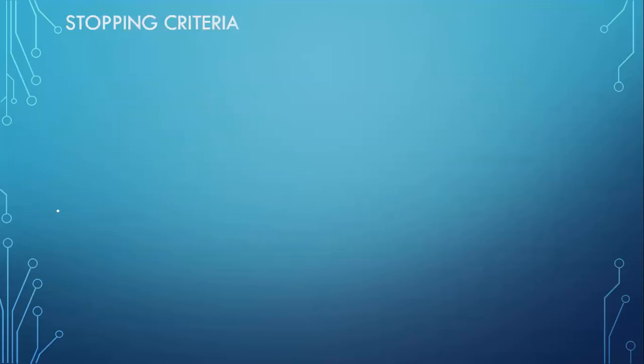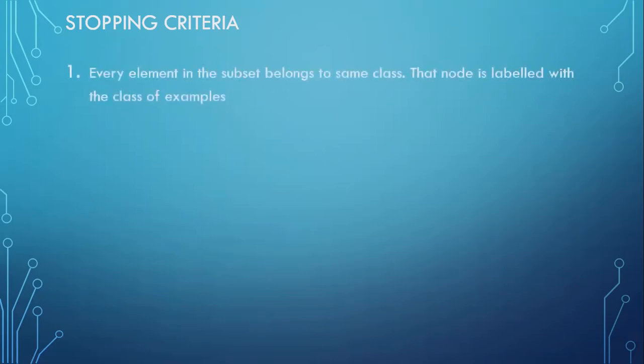So what is the stopping criteria? We'll see. The first stopping criterion is that if every element in the subset belongs to the same class, then that node is labeled with the class of the examples.